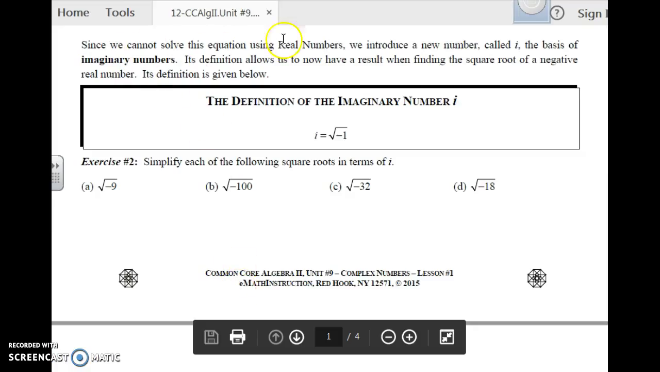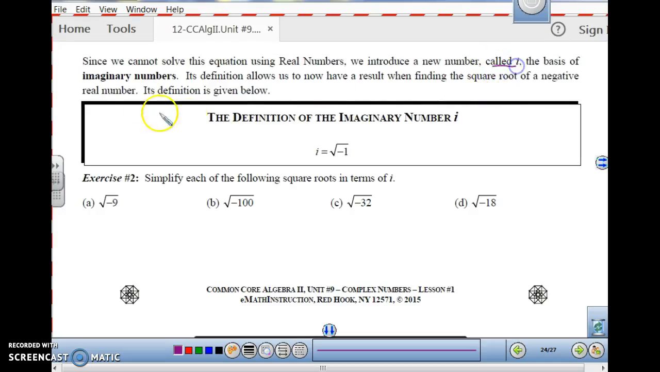Alright, so since we cannot solve this equation using real numbers, we introduce a new number called i, which is the basis of imaginary numbers. Remember back in Algebra 1 I said there was stuff that you couldn't factor because it's imaginary? Well, this is what we're talking about when I told you it was coming in Algebra 2. Alright, so now we can actually find the square root of a negative number, but it is not a real number. The value i is equal to the square root of negative 1.